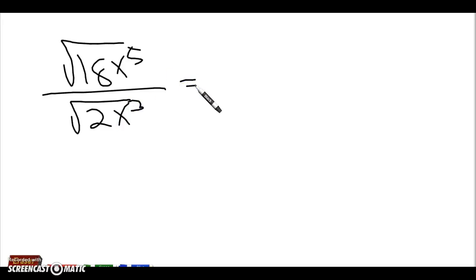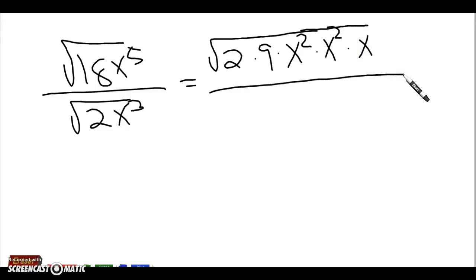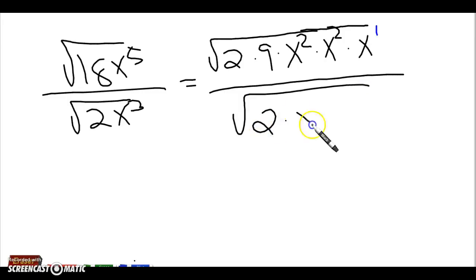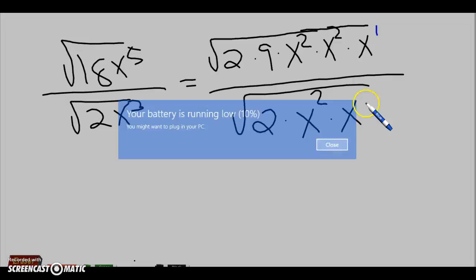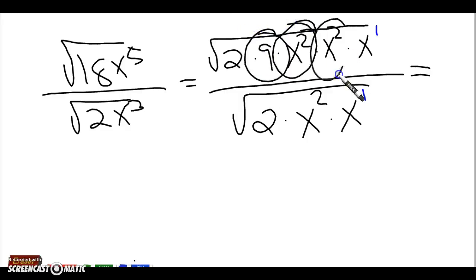Okay, so if I break it down first, I have 2 times 9 times x squared times x squared times x, which gives me 5: 2 plus 2 plus 1. There's an invisible 1 here. And then I have the square root of 2 times x squared times x, because there's an invisible 1 here. 2 plus 1 is 3. Okay? So I can take the square root of 9, the square root of x squared, and the square root of x squared.